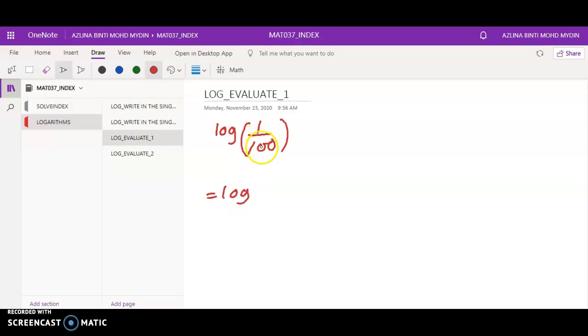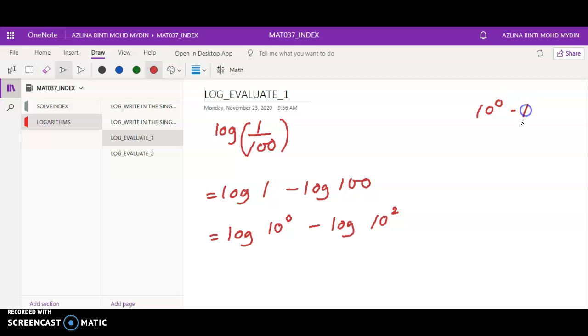So, log 1 over 100 is log 1 minus log 100. This log 1 can also be written as log 10 to the power of 0, and log 100 as log 10 to the power of 2. Why log 10 to the power of 0? The basic rule is that anything to the power of 0 gives you the value of 1.